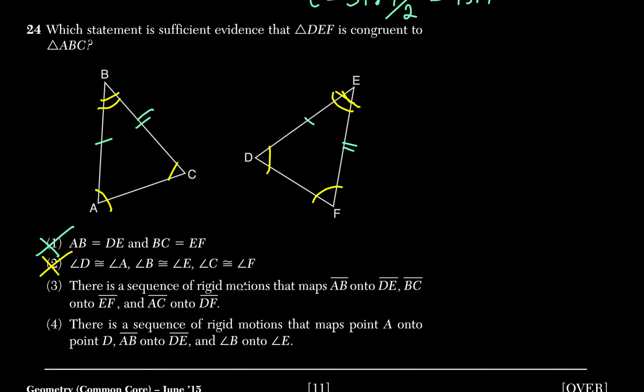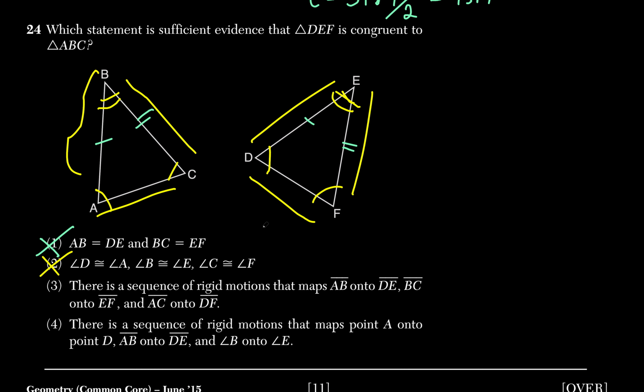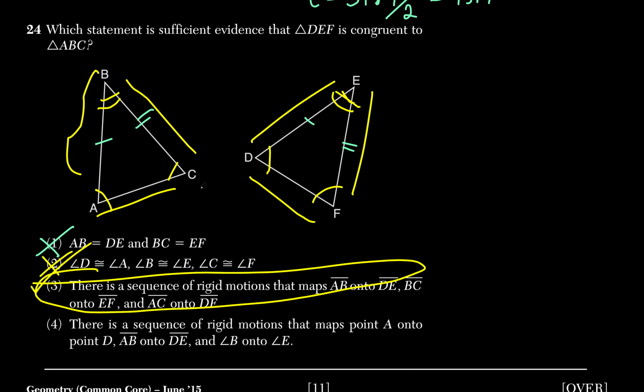Number 3, there is a sequence of rigid motions that maps side AB to side DE, side BC to side EF, and side AC to side DF. Yeah, that's the correct one. There's some sort of sequence of motions that just maps those to that. That's correct. Number 4, there's a sequence of rigid motions that maps point A onto point D, AB onto DE. So this doesn't even make sense. This doesn't even apply. So choice 3 is the correct answer. And so that's it.